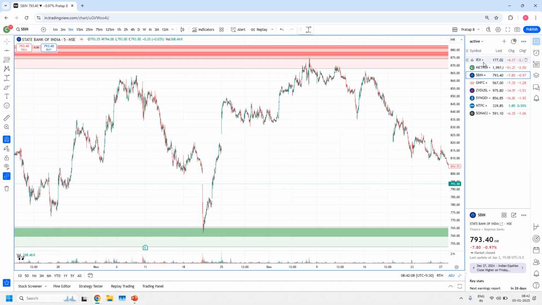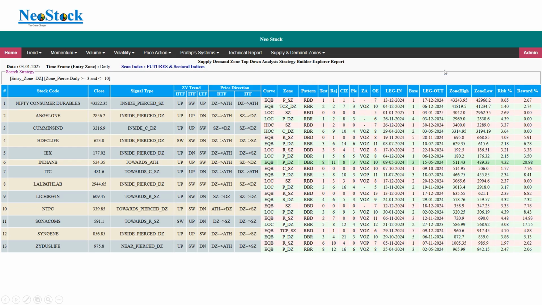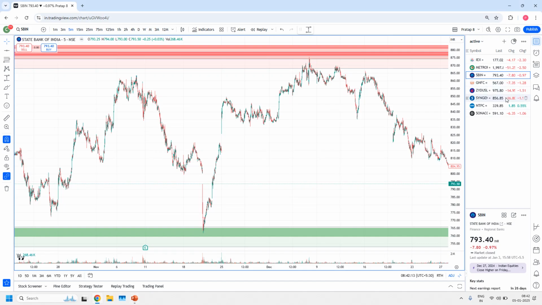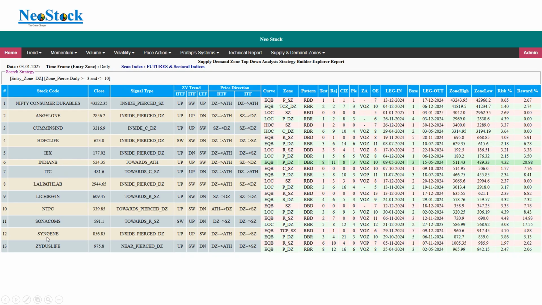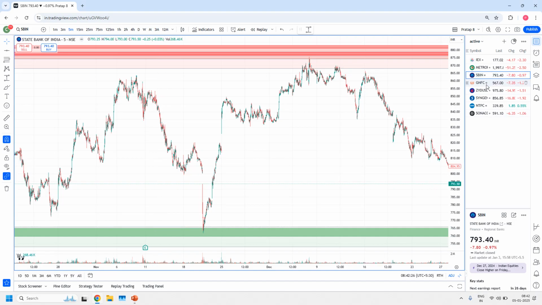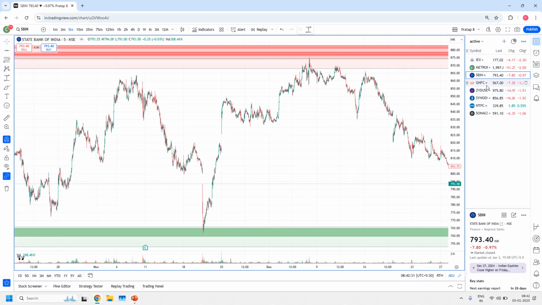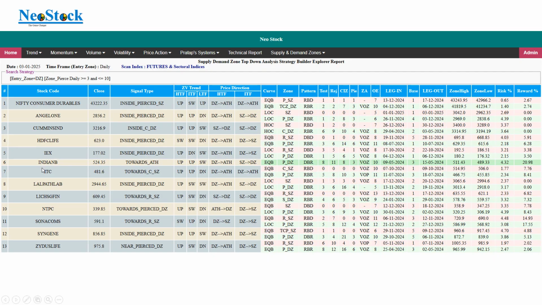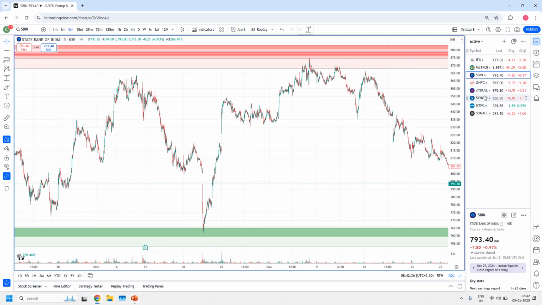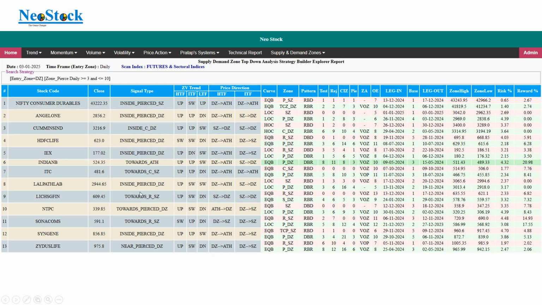So many stocks I added. See, IEX is there in this. METROPOLIS is there. Where is METROPOLIS? I think METROPOLIS is there in the 2 times pierced list. That is 2 times pierced. State Bank of India is also 2 times pierced, so I think it is not there. Next, GNFC, that might also be 2 times pierced. ZYDUSLIFE, here we have ZYDUSLIFE from this 3 times pierced.